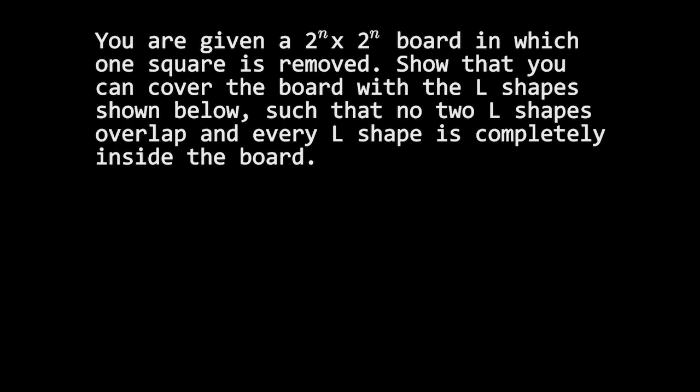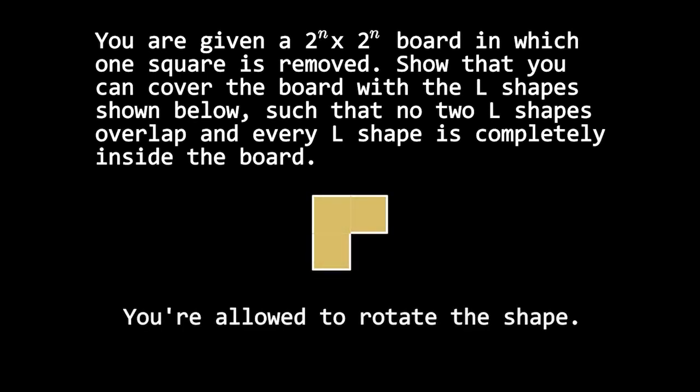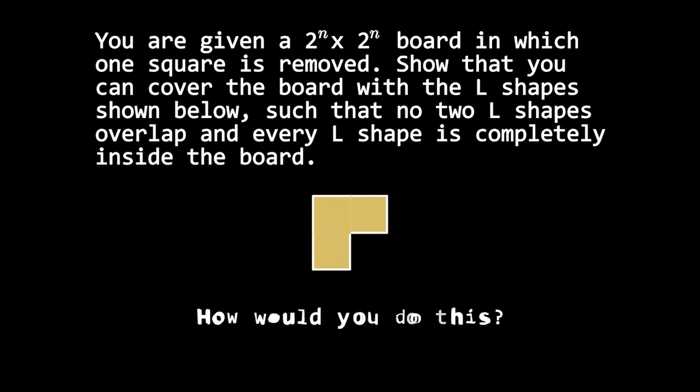So the setup is, you have a 2 to the n times 2 to the n board with one 1 times 1 square missing from it. Your goal is to show that you can tile this board with the L figures that you see on the screen. You can rotate these figures any way you like. The only condition is that no two L shapes overlap and that every L shape is both completely inside the board and covers exactly 3 of the squares. How would you do this?